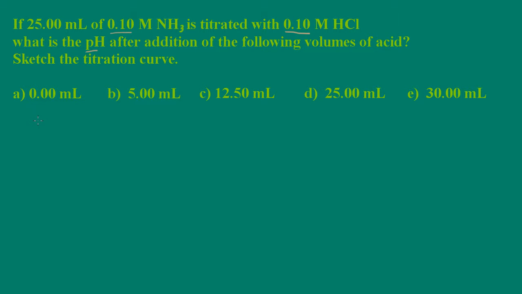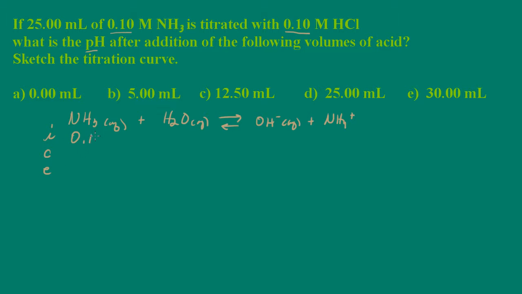Let's go ahead and do this part. Let's write the equation. We have ammonia in water, and that's in equilibrium with hydroxide ion and ammonium. So this is simply an equilibrium problem. We can set up our table: initial concentration, change in concentration, and equilibrium concentration.